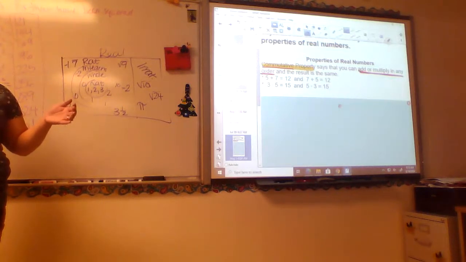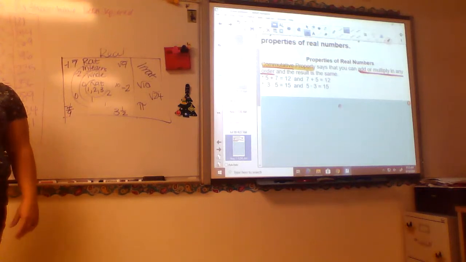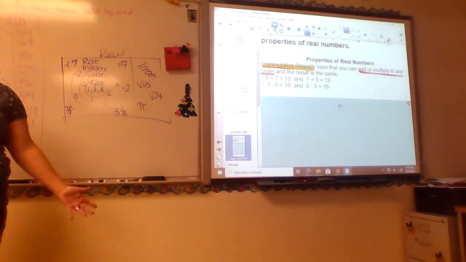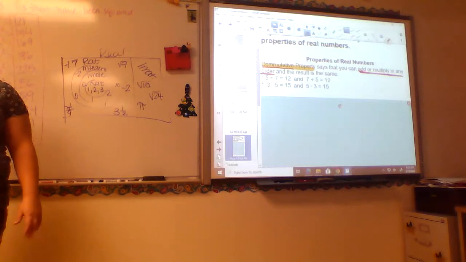So in math, 5 times 2 is 10. What about 2 times 5? 10. It's still the same numbers. You just switch the order and the answer is still the same. That works with addition too.